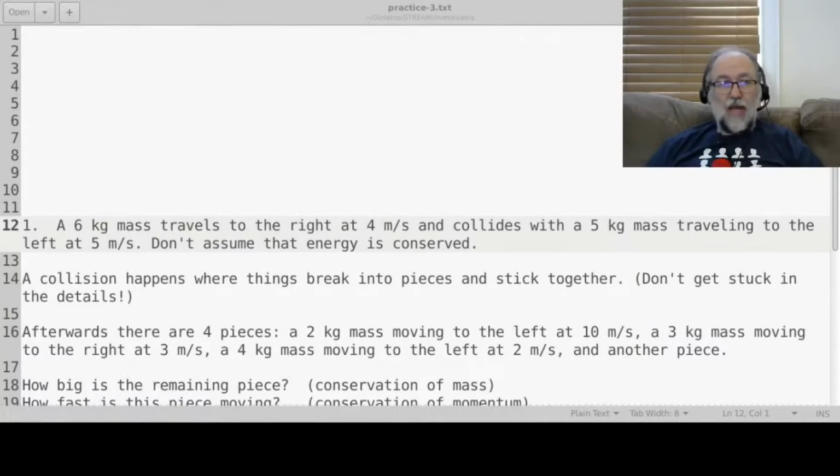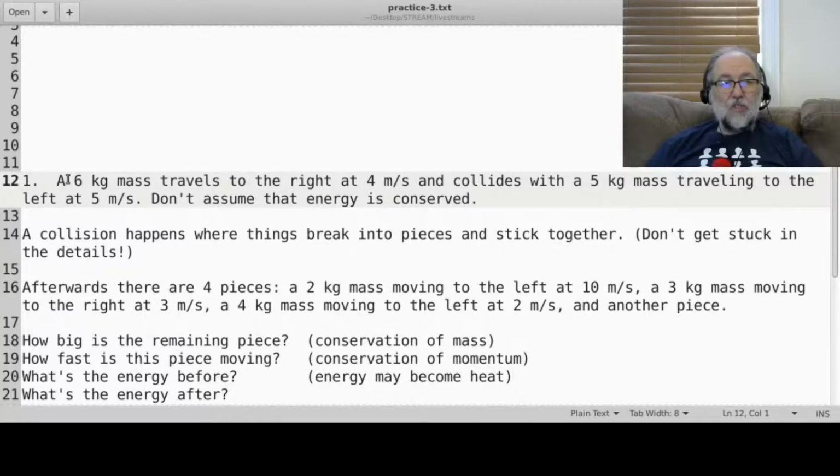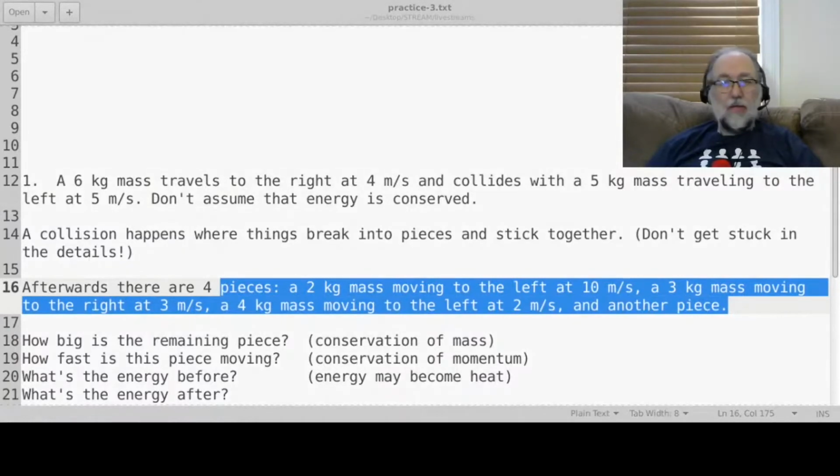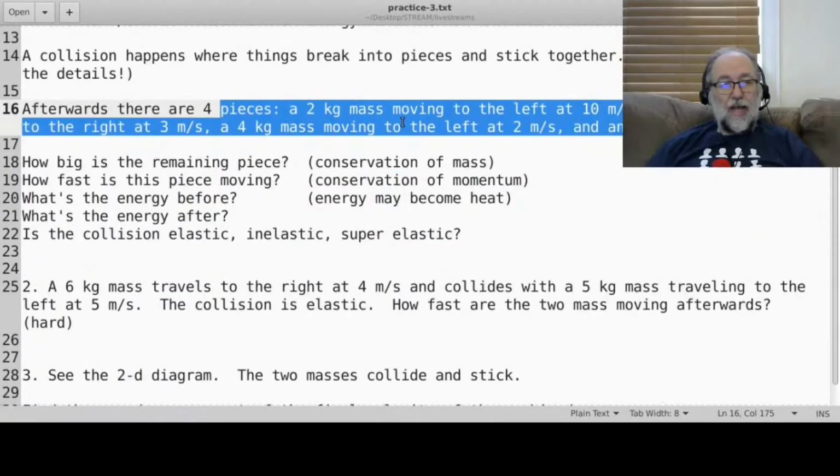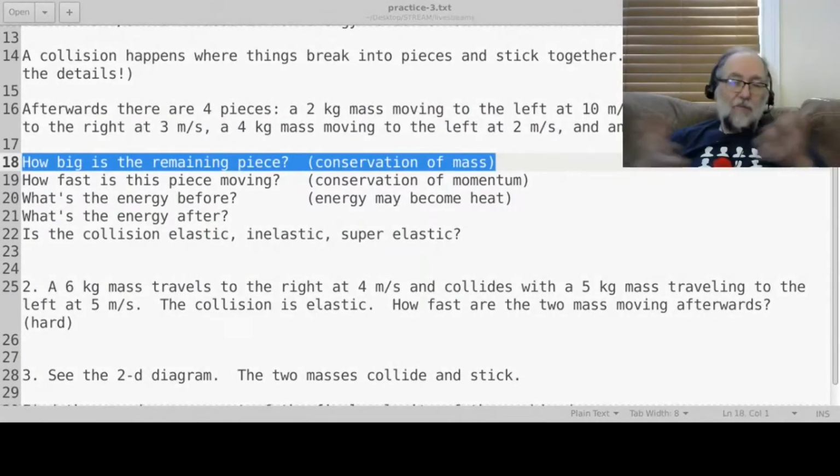So there's the situation, and again, how did you get from the two pieces to the four pieces? Don't worry about it. Those are irrelevant details. Momentum is still going to be conserved. So what are the questions that I'm going to ask? The first question is, how big is the remaining piece? Well, that's kind of obvious, because you've known about conservation of matter, conservation of mass, probably from high school days. So you know that remaining piece has to be whatever size is needed so that the mass remains conserved. The only reason I add that question is to emphasize that you already knew of a conservation law before you even started the class.